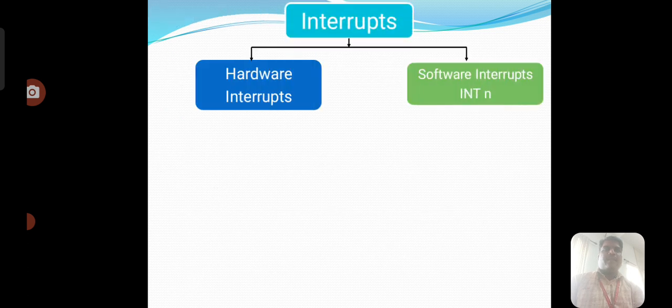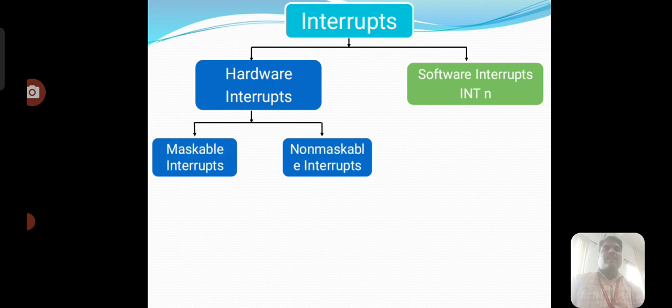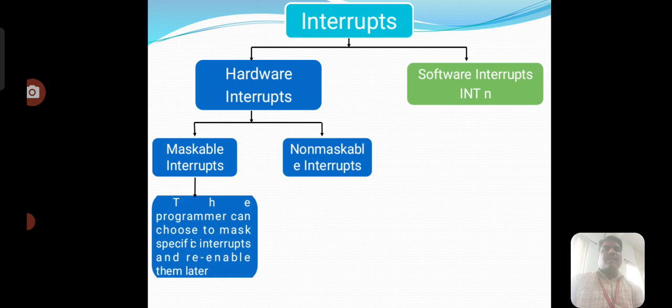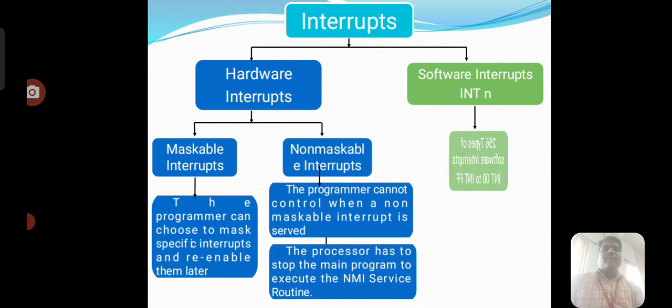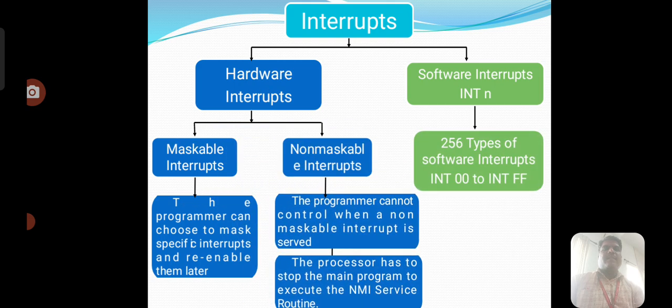In general, interrupts are divided into two types. One is hardware interrupts, another is software interrupts. Hardware interrupts are further divided into maskable interrupts and non-maskable interrupts. With maskable interrupts, the programmer can choose to mask specific interrupts and re-enable them later. Non-maskable interrupt means the programmer cannot control when it is served. The processor has to stop the main program to execute the non-maskable interrupt. In general, a non-maskable interrupt is not controllable, and a maskable interrupt is controllable.